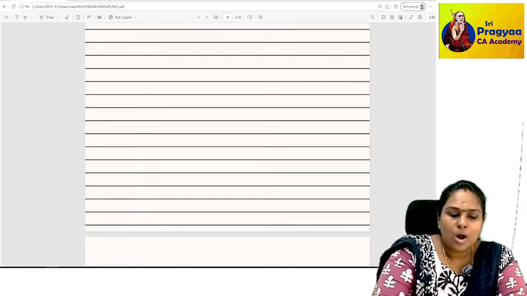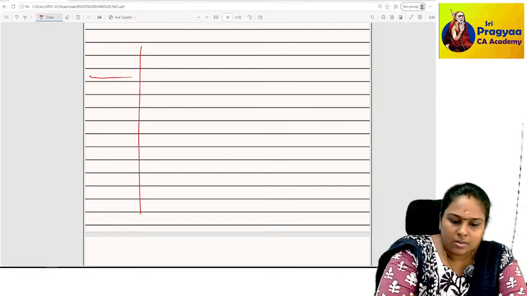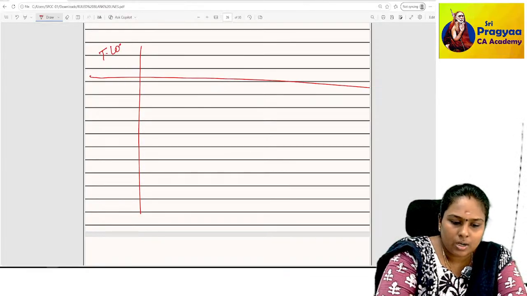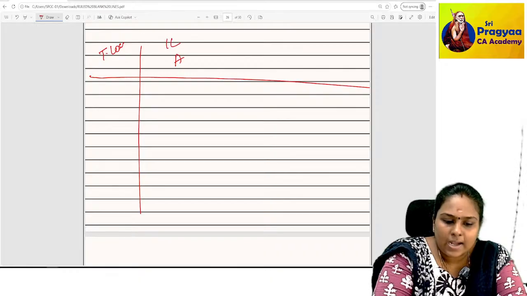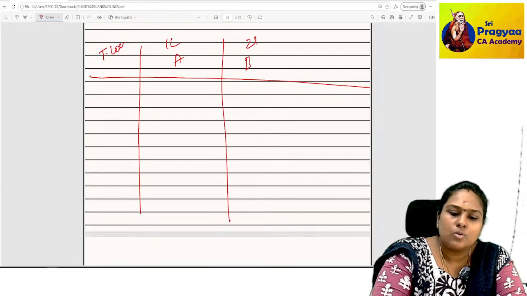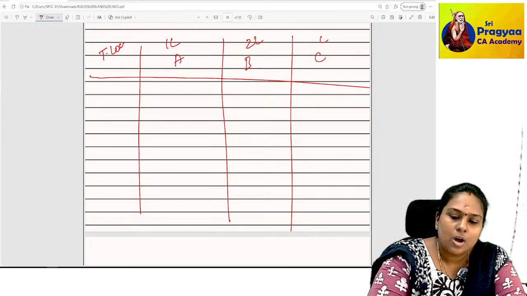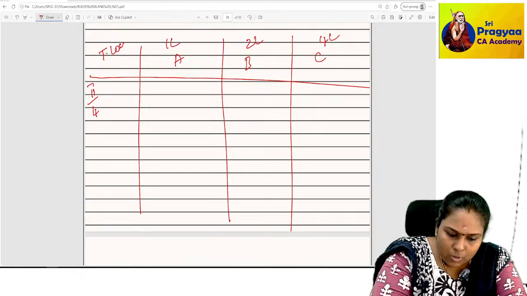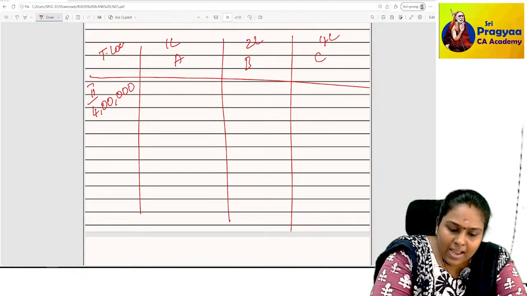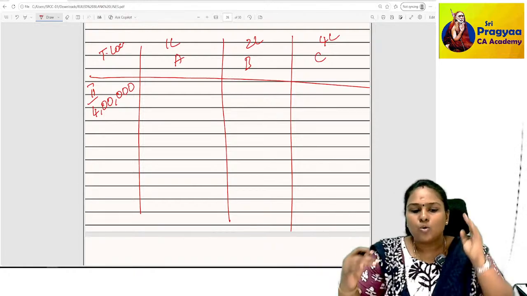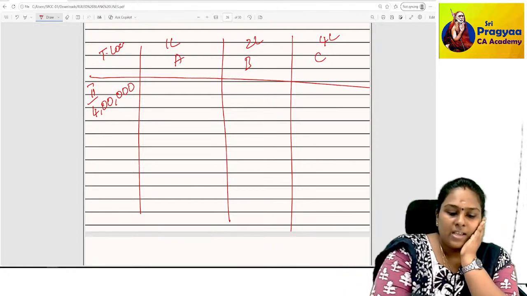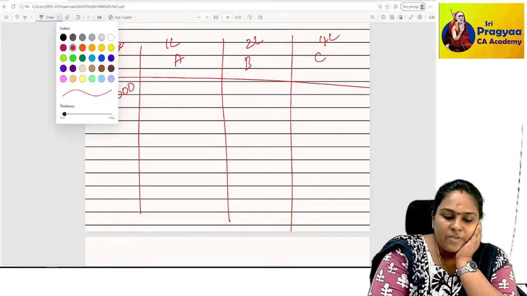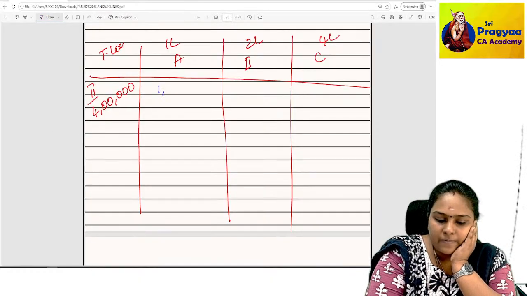Second example, what is the loss? A on the 1 lakh limit, B on the 2 lakh limit, and C on the 4 lakh limit. Correct? Second scenario, what is the loss amount? 4 lakh rupees. Now, as per the limit that is there, who has the lowest limit? A is having the lowest limit. So, we are supposed to take 1 lakh from each of them. 1 lakh, 1 lakh, 1 lakh.